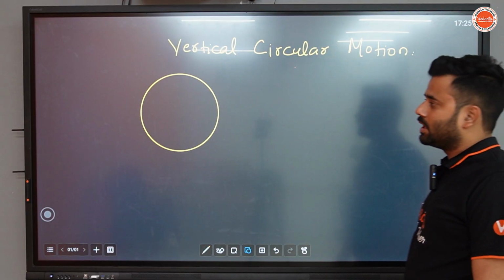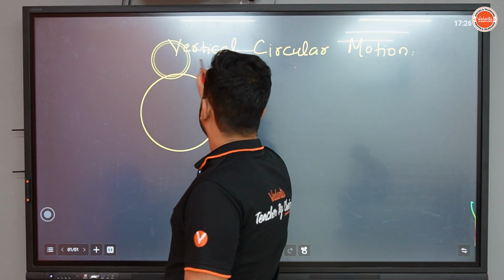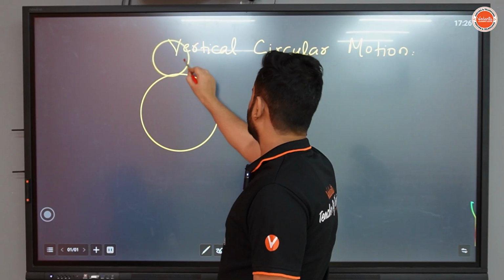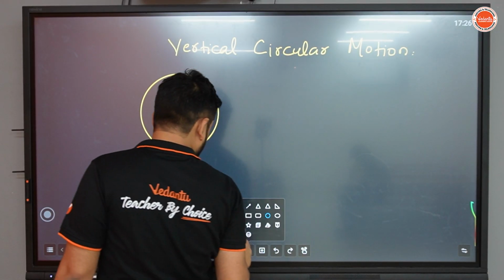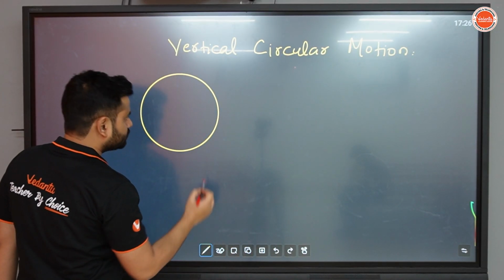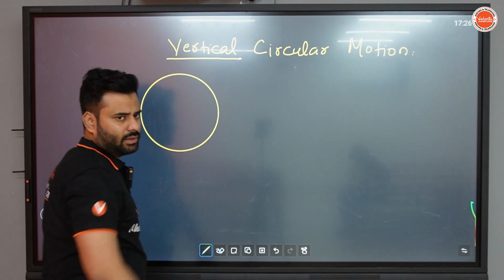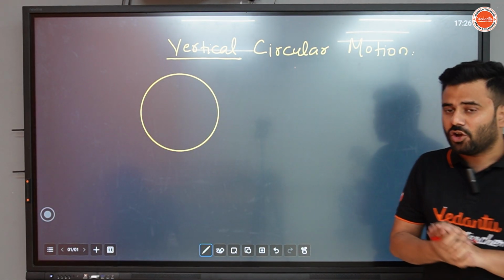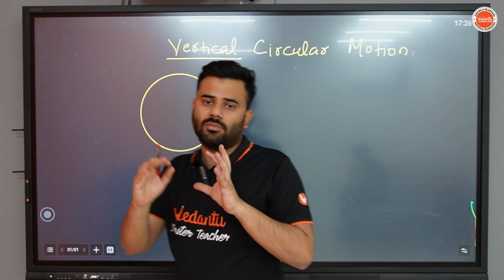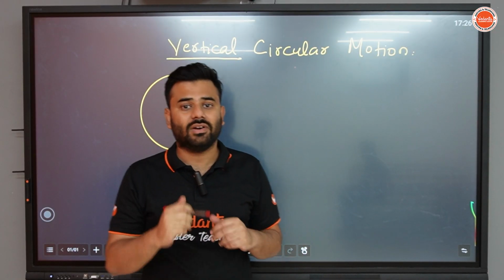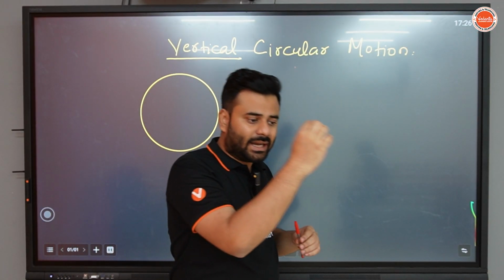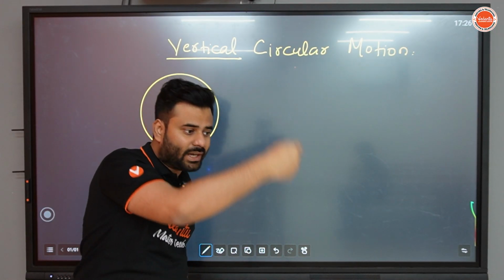So let's discuss why we call this vertical circular motion. It is a circular motion. Circular motion means if any object is moving on a circular path, the motion is called circular motion. Why is the word vertical used? Because the particle is moving in the vertical plane.